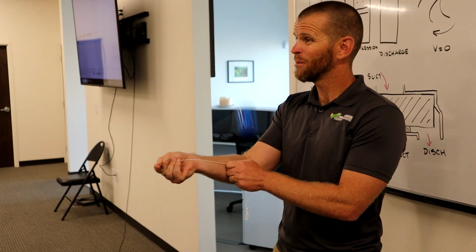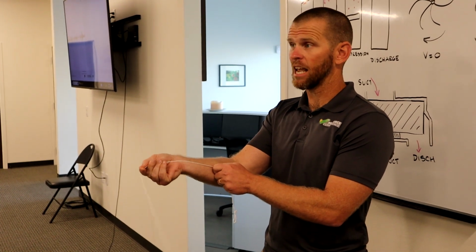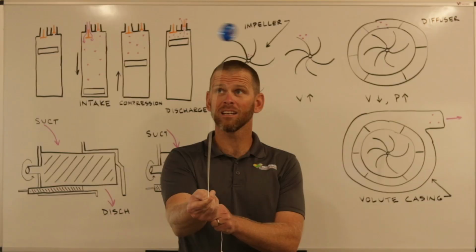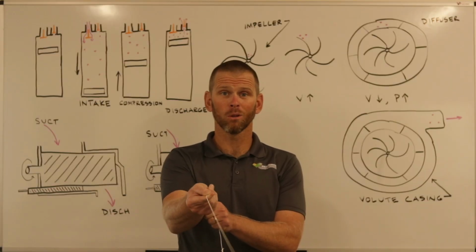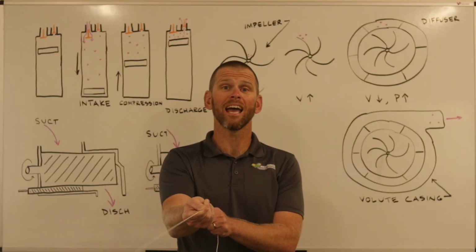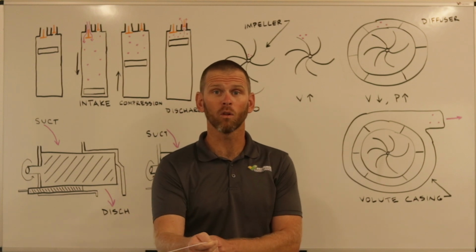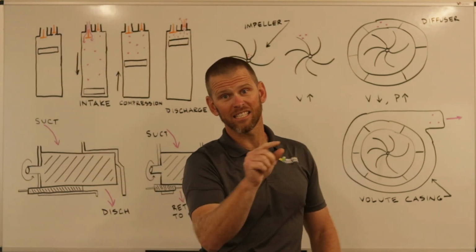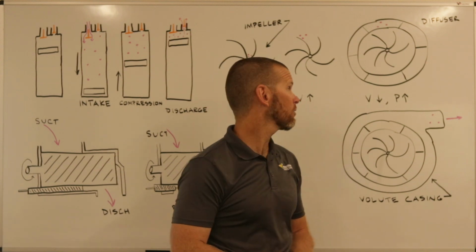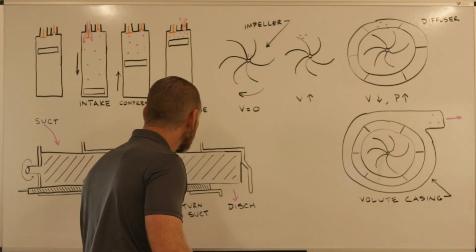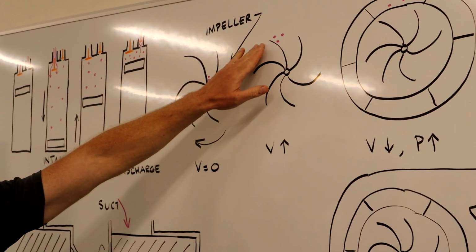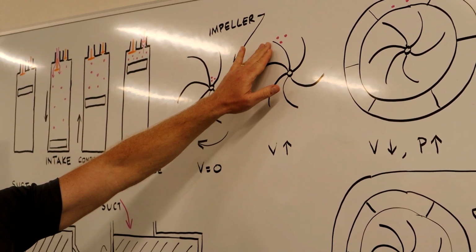Now, to your naked eye, it might look like I'm spinning at the same speed, or at least I'm trying to, but the path the yo-yo is traveling, because the circle is so much larger, is actually traveling at a much, much higher velocity, okay? Because it has to go that whole distance instead of just that small distance. So that's what happens here when the molecules go from the eye of the impeller to the end of the impeller, all right?